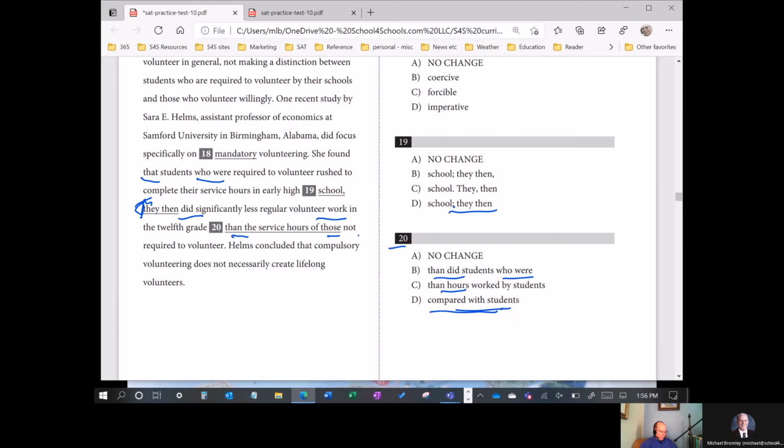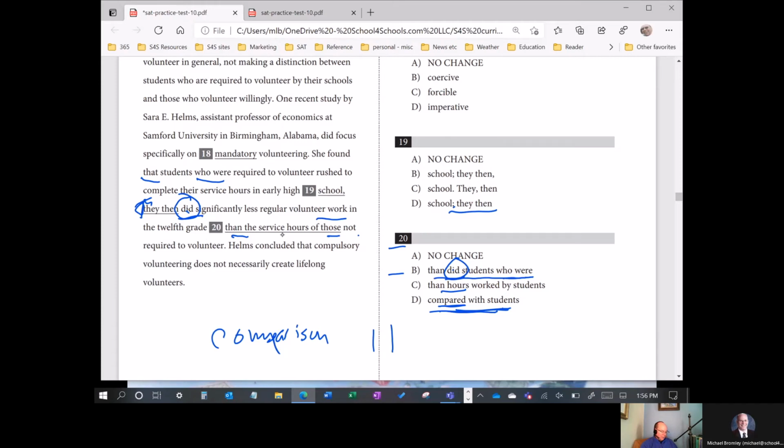One of the problems here is that this is the shortest one, but when we have comparisons, we need to maintain parallel structure of the comparison. So then work in the 12th grade compared, we're not being given what it's compared with. They did significantly less regular volunteer work in the 12th grade than did the students. See, we got that they did. We got to maintain that did here. Then did the students. So we're going to go with B, but let's eliminate the others.